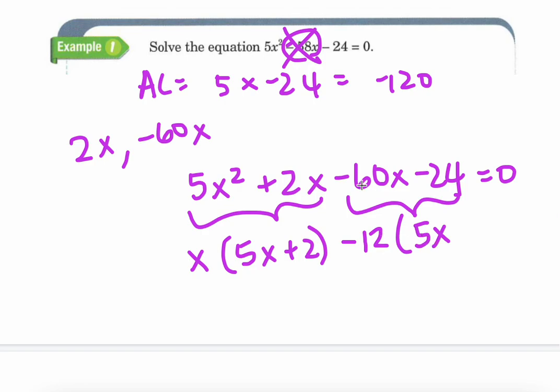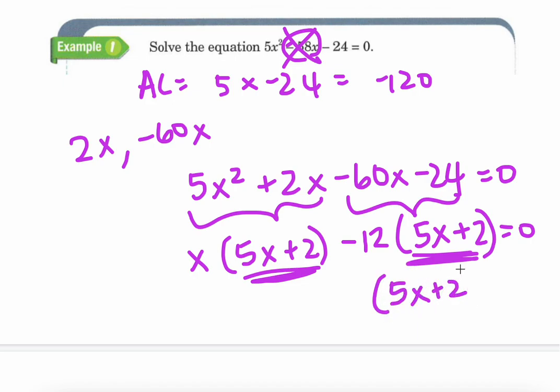Negative 12 times 5x gets you back to negative 60x. Negative 12 has to multiply by a positive 2 to get me back to that negative 24. So it's just like diamond box method was the opposite of Punnett square, the AC method is the opposite of double distribution. Okay, they both have this 5x plus 2 in common, so that's going to tell you that that's one of the binomials, and then the other one would be x minus 12, which is exactly what we got in our Punnett square method when we work backwards there.